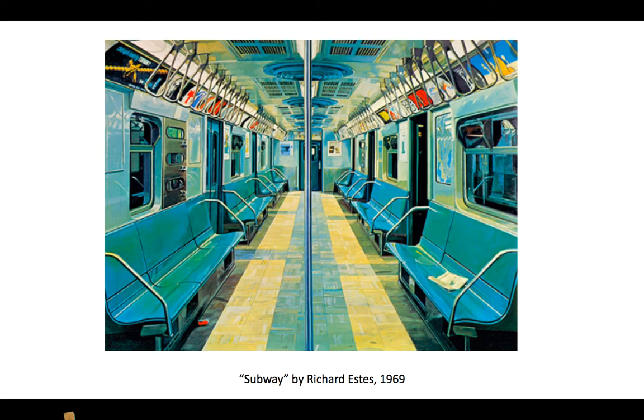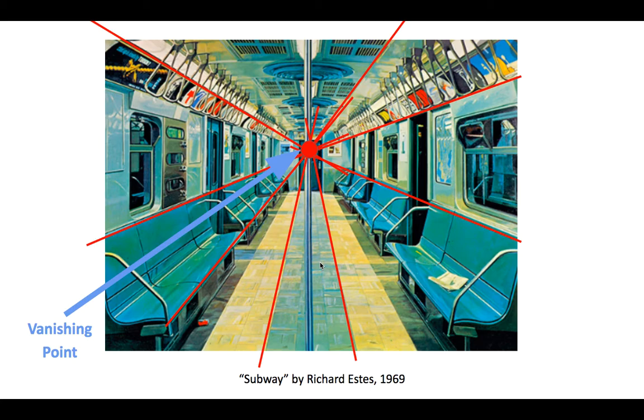But once again, it didn't happen by accident. Richard Estes was very aware of the formula of one-point perspective. To illustrate this, if I were to take a line joining all these seats and extend it out, and then another line joining the tops of the seats, and another line joining the advertisements, and another one on the floorboards, and another one on these seats, and these advertisements, and these air conditioning vents above, and these floor lines, you'll see that they all come together into a central point, the vanishing point.